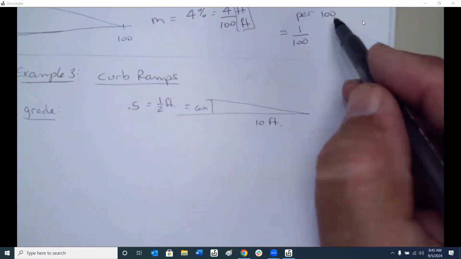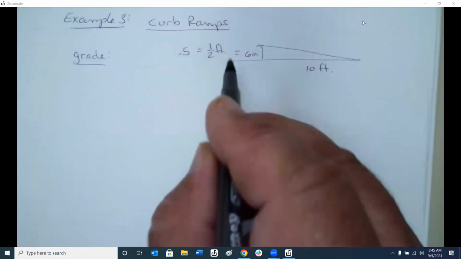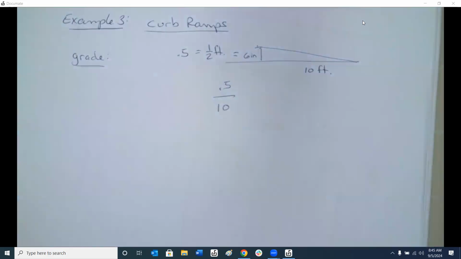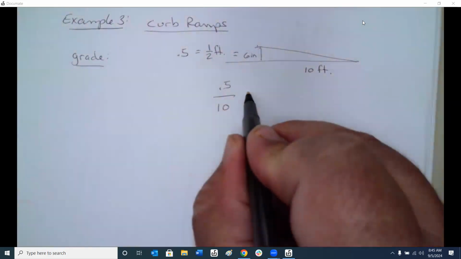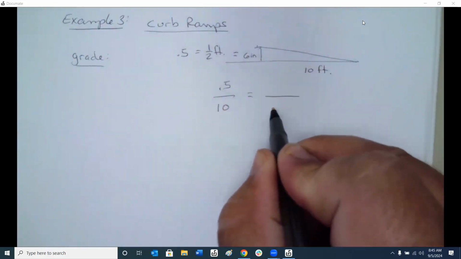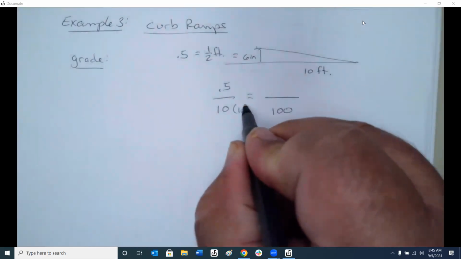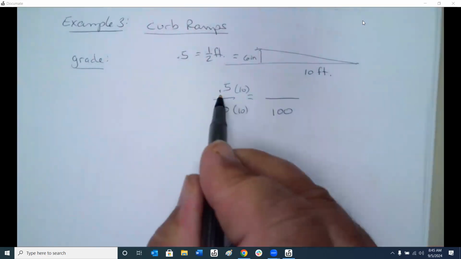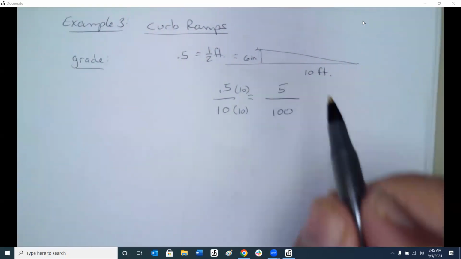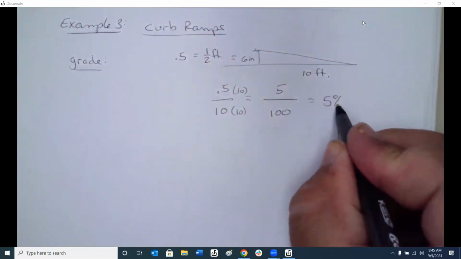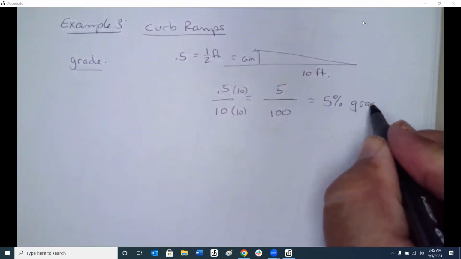Since it's percent, what this one looks like is the rise is 0.5 over 10 feet, over feet. We need to get it so it's 100 feet on the bottom. So we have to multiply top and bottom by 10. So 0.5 times 10 is 5. So it's a 5% grade.